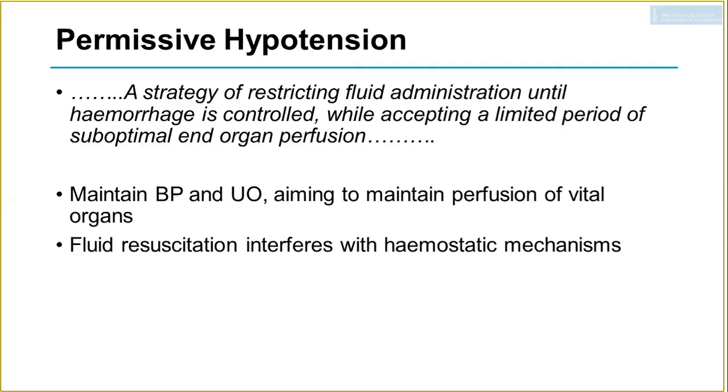So the first one we're going to talk about is permissive hypotension. And that's a strategy of restricting fluids until hemorrhage is controlled. Now, that to me is fairly sensible, but you've got to accept that, first of all, you're going to have suboptimal perfusion for a period of time. And what we're aiming for in this scenario is to maintain enough blood pressure to perfuse the vital organs, i.e. the brain and the heart. So if there's enough blood pressure for the patient to continue talking to you, if they're able to, then that's enough. And usually it's around 90 millimeters of mercury or thereabouts, so a palpable radial pulse. Okay, so that's where we're aiming for and no more.